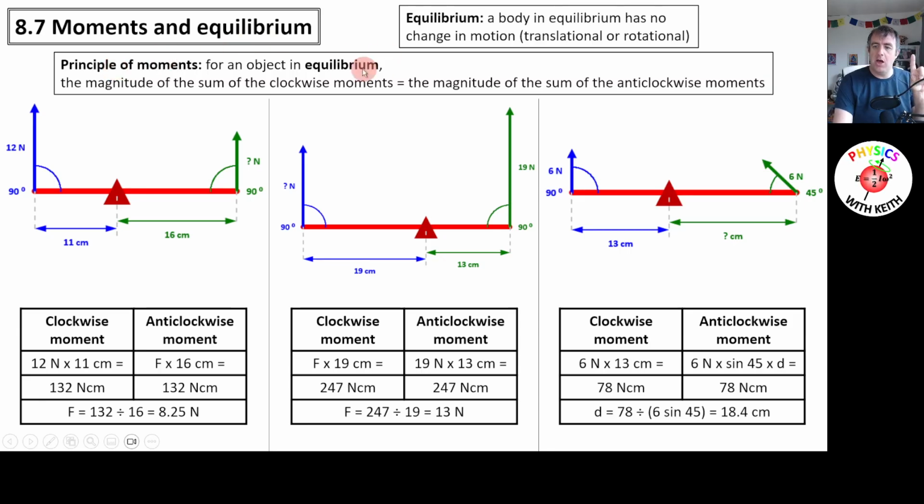The first part is that it applies to objects in equilibrium. Don't forget that. It's important. The second part is that when bodies are in equilibrium, the magnitude of the sum of the clockwise moments is equal to the magnitude of the sum of the anti-clockwise moments. Now, in these three examples, for simplicity, there's only one force causing a clockwise moment and one force causing an anti-clockwise moment in each picture.